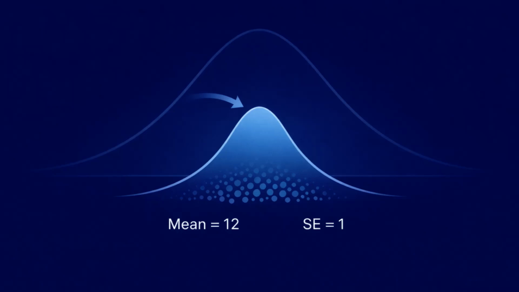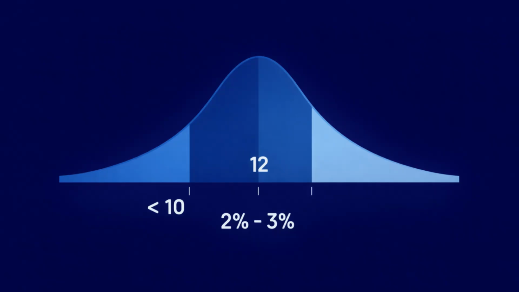This time, the mean stays 12, but the standard deviation becomes the standard error, which is 6 divided by the square root of 36, or 1. When we choose less than and enter 10, StatCrunch gives a probability of about 2 to 3%. That tells us that a sample average that low would be quite rare if the true average really is 12 minutes.